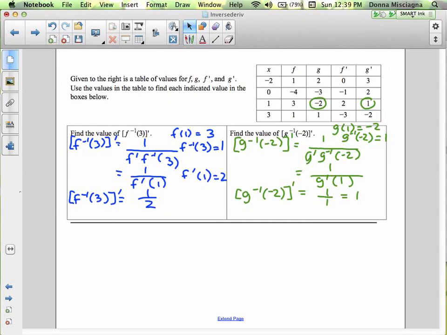All right? And that's all you have to do. So you just got to kind of be careful, slow yourself down. The math isn't hard. It's just you don't want to make mistakes with which point you're plugging in.